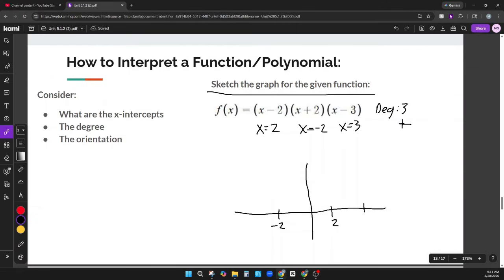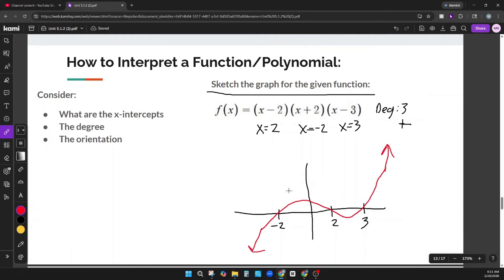So that's going to be 2. That's going to be 3. Okay? And based on my degree and based on my positive value, I know that my graph is going to end in a positive direction over here. And because it's an odd degree, that means that it's going to start in an opposite direction, going down. From there, I have some liberties to take, but I know it's going to go through here, here, and here.